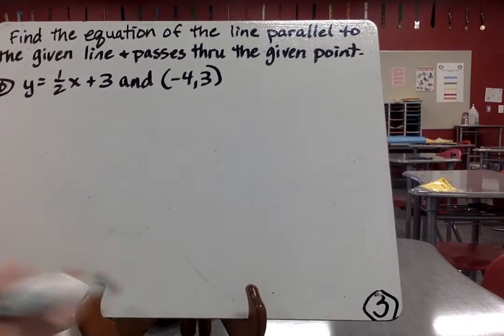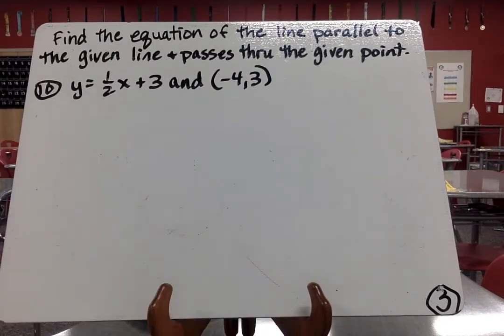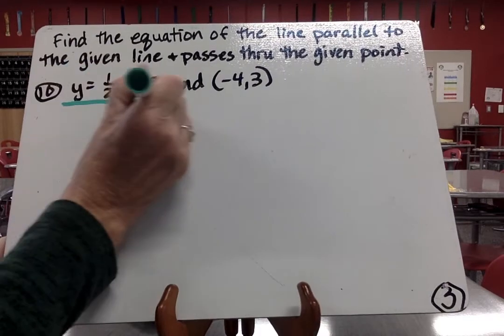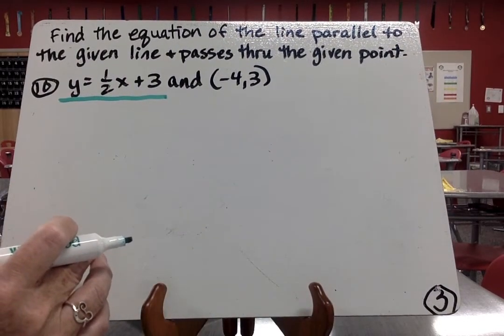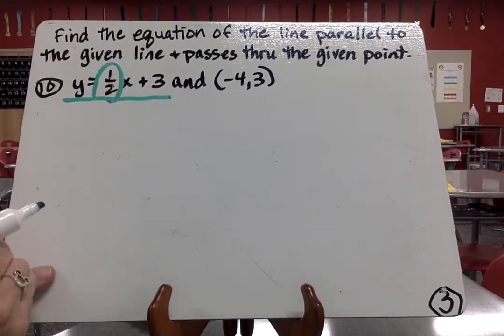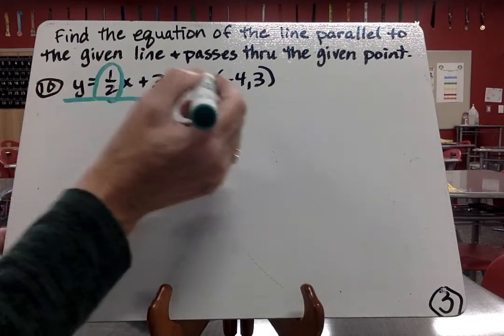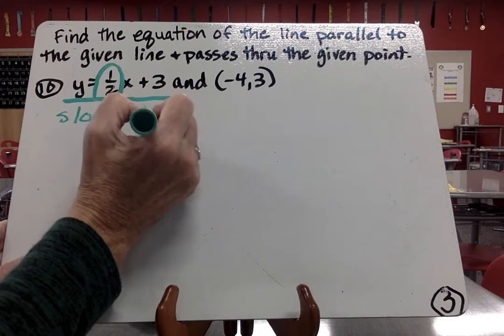Okay, number 10. Find the equation of the line parallel to the given line and passes through the given point. So basically, it's almost the exact same thing we did before. So it has to be parallel to this line. Remember, if it's parallel, well, then what would it have? It would have the same slope. Okay? So you're correct. So the same, we're saying our slope is equal to 1/2.